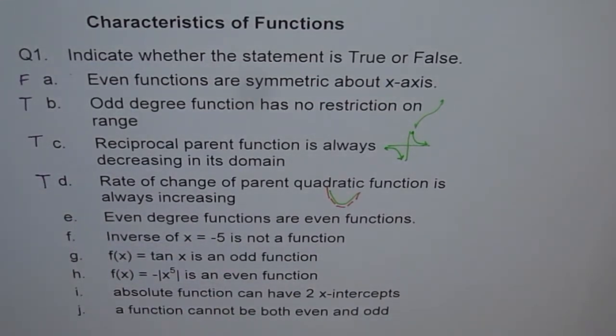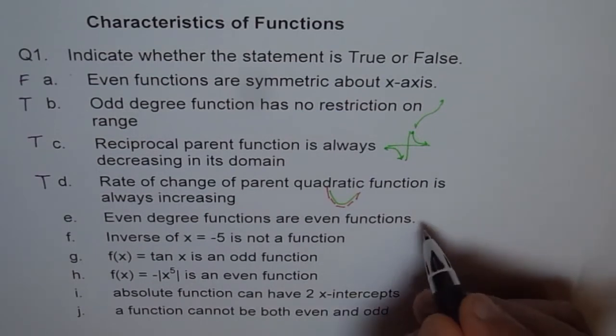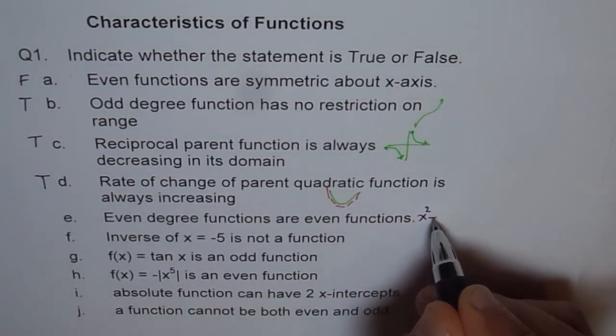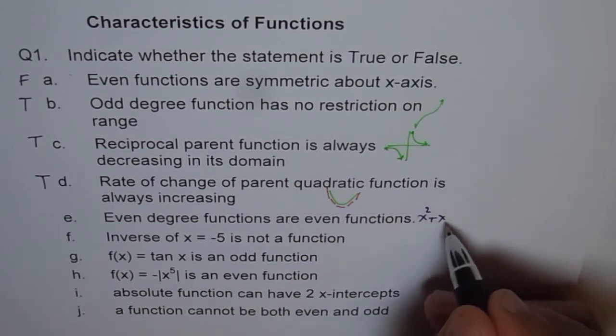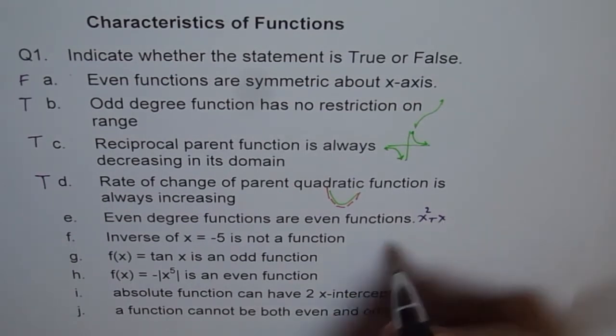Even degree functions are even functions. Well, they may be, but not necessarily, right? For example, if I write the function x squared plus x, it's not even, right? Here we have an odd term. It is false.